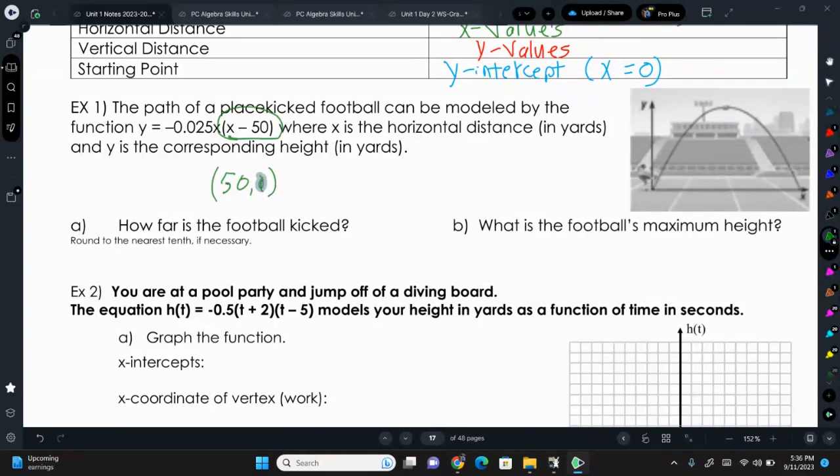And we know from this one right here, there are no parentheses and it's not x minus or x plus anything, so that means the intercept is actually 0, 0. So again, for the horizontal distance, how far is it from 0 to 50? Well, that's 50 yards.